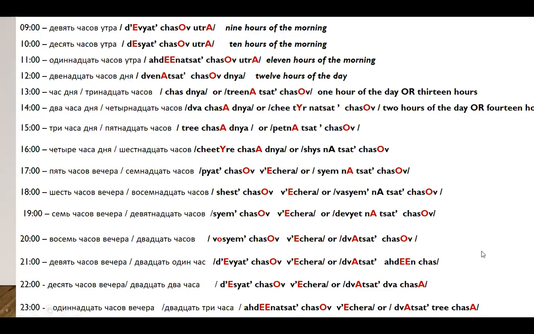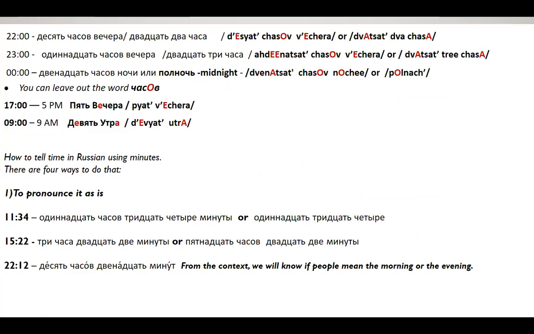And then we have 24, which can sound as 12 p.m., which is 12 часов вечера, or we can say 24 часа. Or it can be used as 00, 12 часов ночи или полночь, and we start the cycle again.